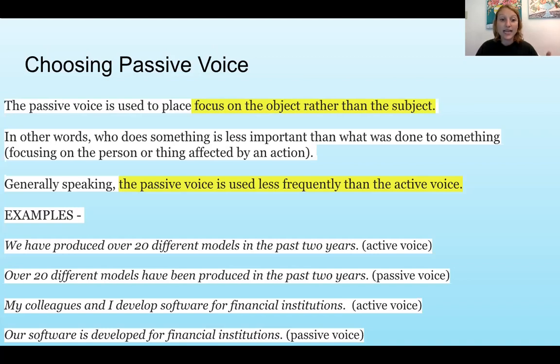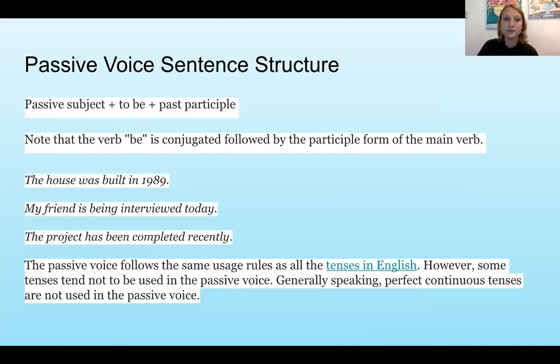All right, let's look at that example in the passive. Over 20 different models have been produced in the past 2 years. Who have they been produced by? Right? We're focused on the model as opposed to who's producing the model. Okay? And then you can take a look at the next two examples on your own. And let's take a little skedaddle onto that next slide.